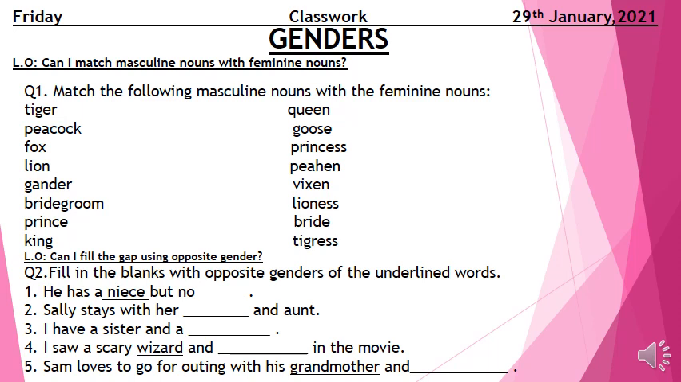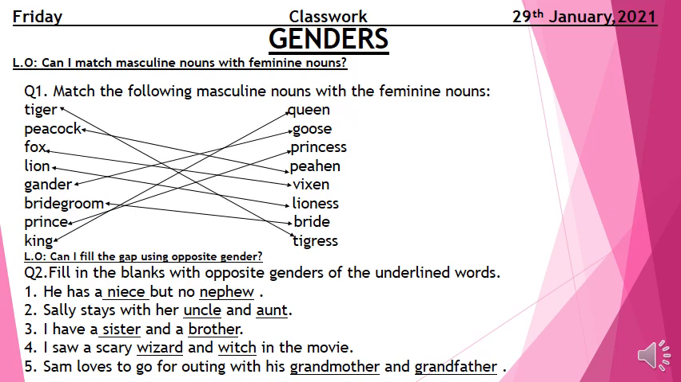Number 5, the last one. Sam loves to go for outing with his grandmother and dash. Here you will write the masculine gender for grandmother. So do it quickly and neatly. Here is the answer key for your classwork. But first you are going to do the classwork by yourself, and then after that you are going to have a look at it.